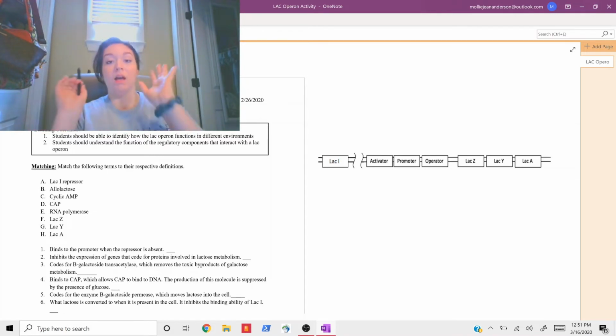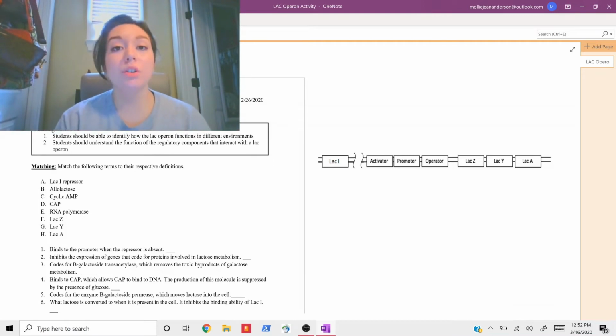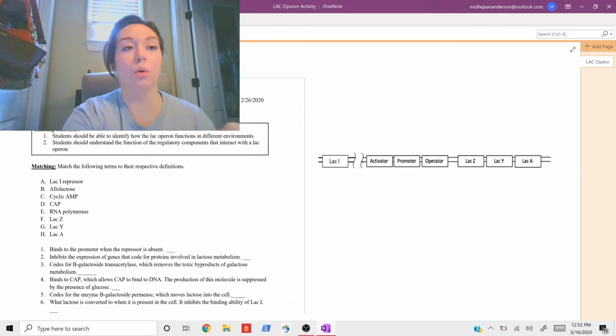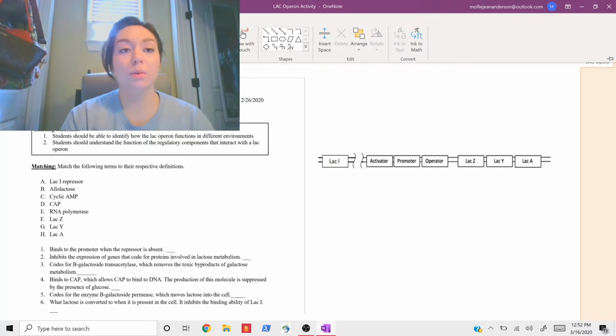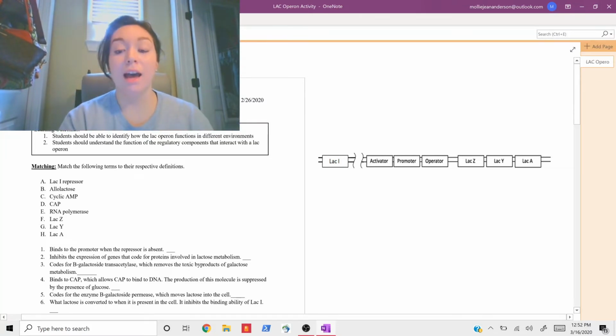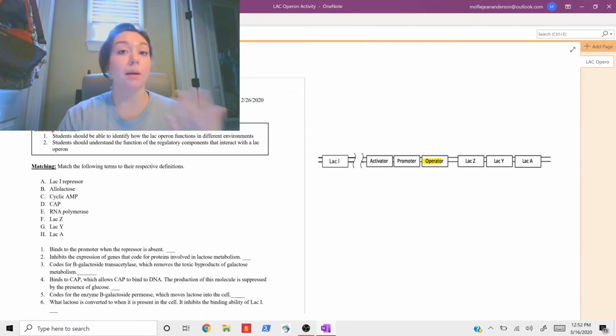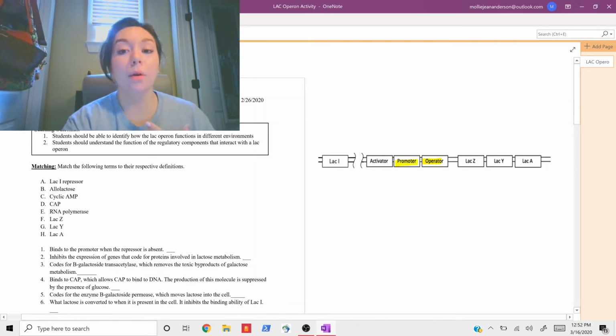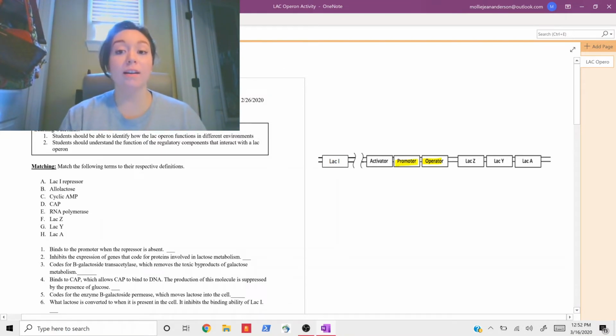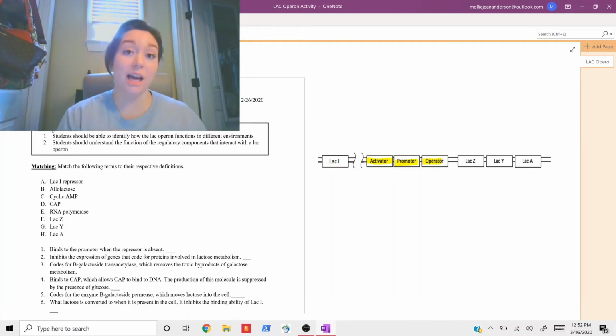Let's start by looking at our diagram, and I'm going to quickly talk about the role of each thing on this diagram before I start drawing pictures. As you see, we have an operator. This operator is where our repressor is going to bind, which I will explain in a second. Then we have a promoter. This promoter is where RNA polymerase binds. So you can remember P, polymerase, RNA polymerase. And then we have an activator. We're going to talk about the activator when we talk about CAP and cyclic AMP. So we'll come back to that later.